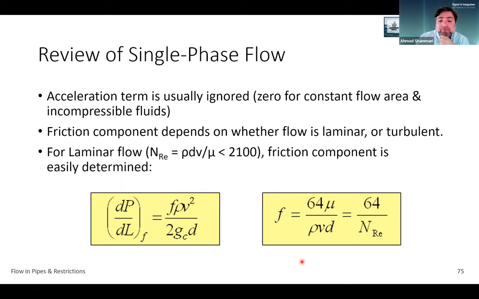The friction component depends on whether the flow is laminar or turbulent. To determine this, we need to use the Reynolds number by simply calculating density times d times V divided by viscosity. If the resultant number is less than 2,100, then it's laminar. And then the friction component is easily determined. We can directly plug into this equation, or in very simple terms, we just divide 64 by the Reynolds number, and we get the friction factor, okay? So the friction factor is calculated by dividing 64 by the Reynolds number, and then we plug into this equation, and we get the frictional pressure drop along the pipe due to friction, okay?